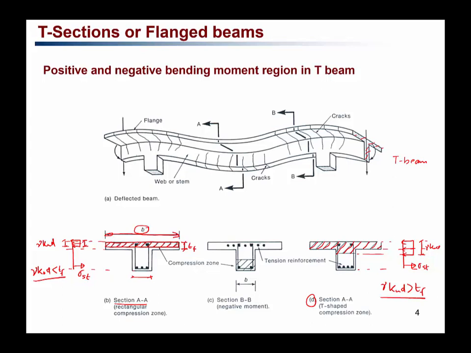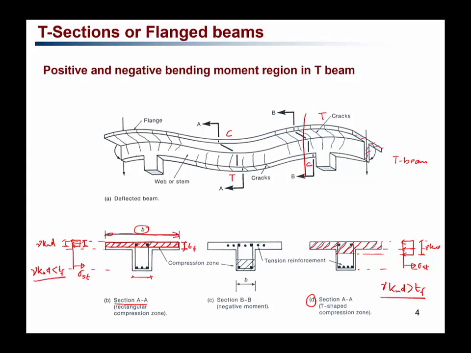Now there can be another scenario when we are looking at the section BB here. In section AA, we know that the tension is at the bottom and the compression is at the top, right? So the compression block is coming at the top. Now, if we look at the section BB for this continuous beam, we know that there is a negative bending moment here. So that means the tension is at the top and the compression is at the bottom.